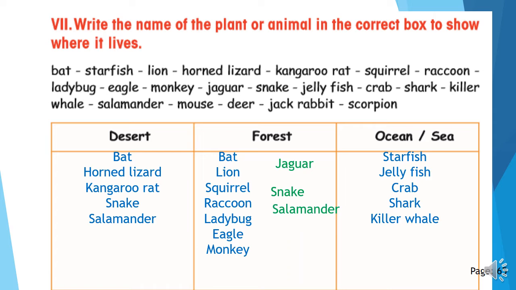Mouse is similar to the salamander. Excellent. In forest and in desert. Deer in forest ecosystem.